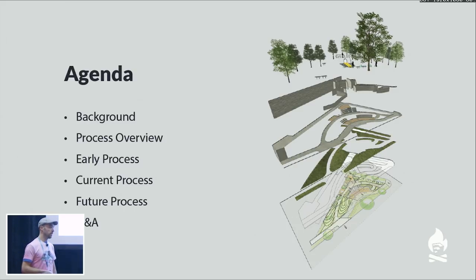And then, of course, this idea of current process and future process. So what might be some next steps? What are some new things that are coming out specific to landscape, urban planning and urban design?